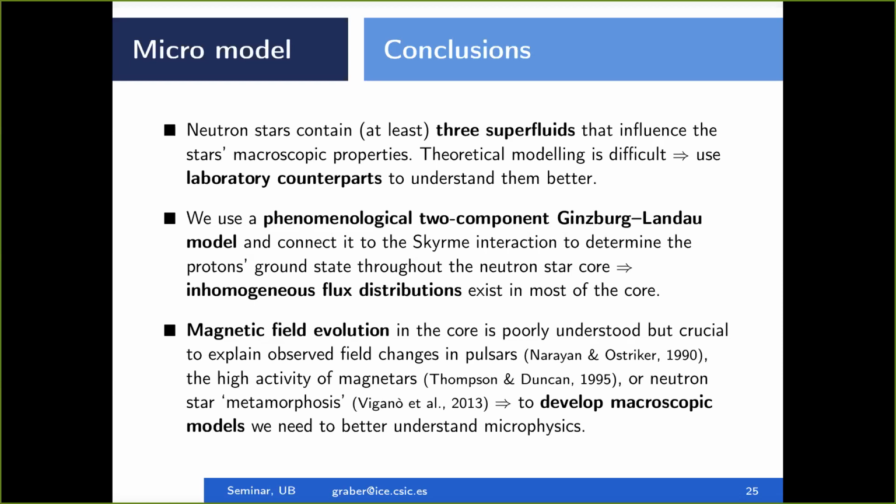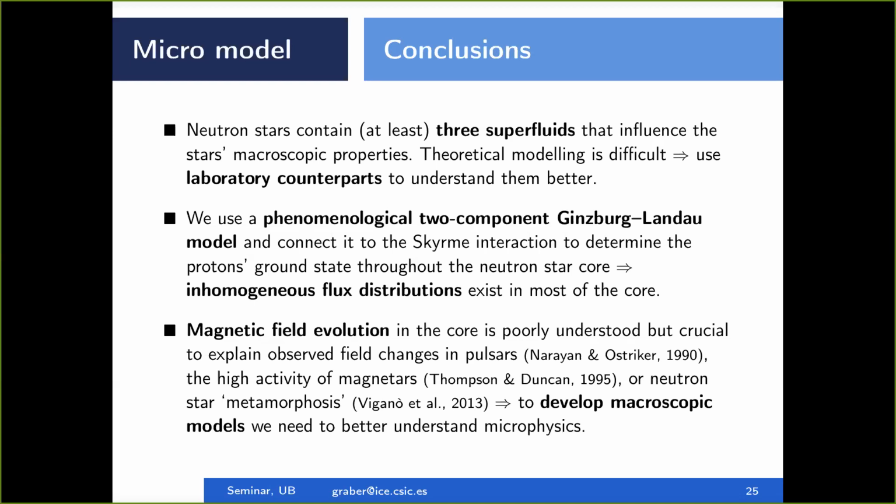So we focus in this work on the connection between the superconductors in the lab and the neutron stars. We've written down this phenomenological 2-component Ginzburg-Landau model and connected it to the Skyrme interaction to determine the ground state of the protons throughout the entire neutron star core. And we find that these inhomogeneous distributions, which are more difficult to model from a macroscopic point of view and something that we haven't done, actually persist through the majority of the core.